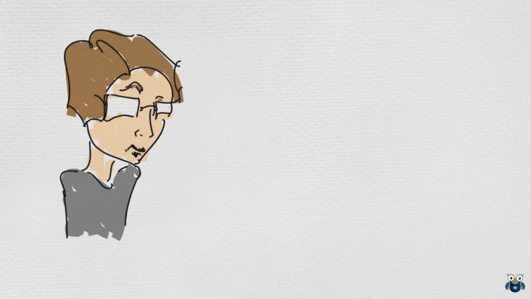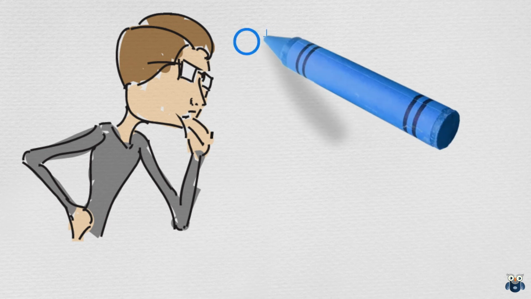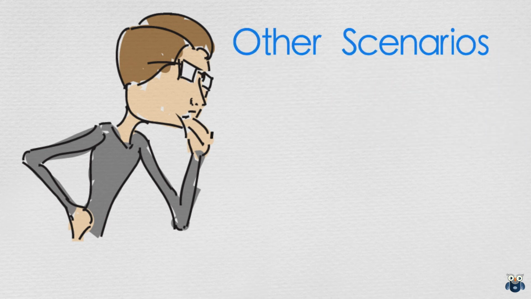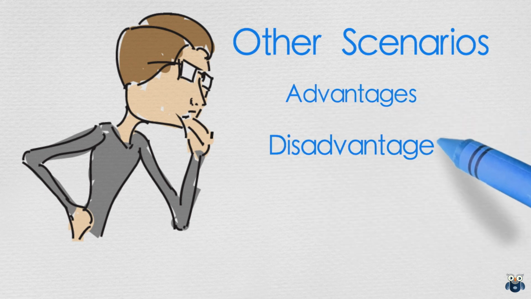So guys, this brings us to the end of the session. I request you to pause for a moment and think of other scenarios which manifest the observer design pattern. Also, based on this discussion, can you think of advantages and disadvantages of this model?